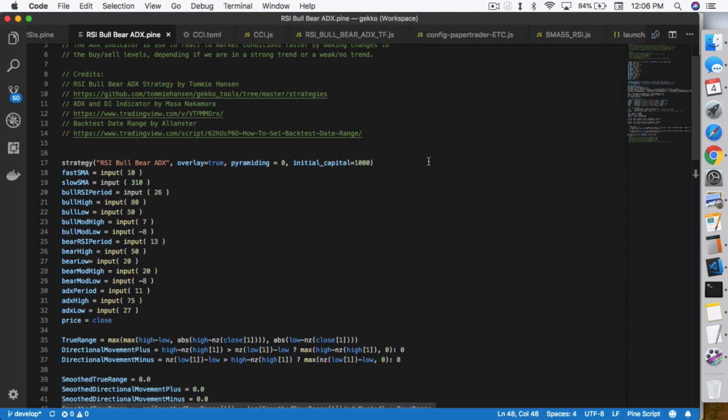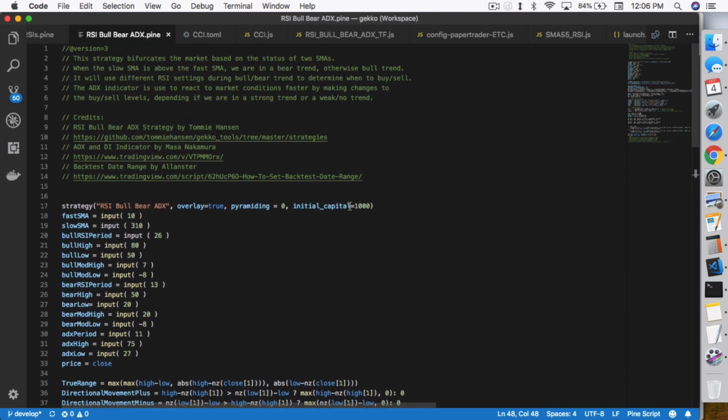So again, in the strategy section, it has RSI Bull Bear ADX, overlay equal true, meaning that it's going to overlay the SMAs on top of the price chart. Pyramiding equals 0. This basically means we're following Gekko, right? Because Gekko right now doesn't let you layer in trades. So you can't say, I'll buy at price A and then buy more at price B and then buy more again at price C. You can't do that. It's all or nothing. So that's why pyramiding is not allowed in Gekko, and then we're setting it at 0.